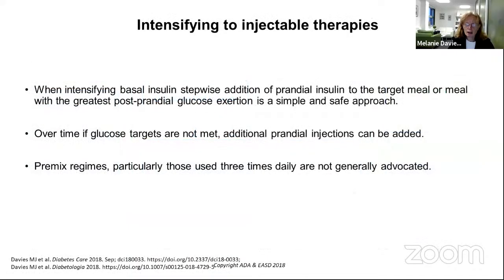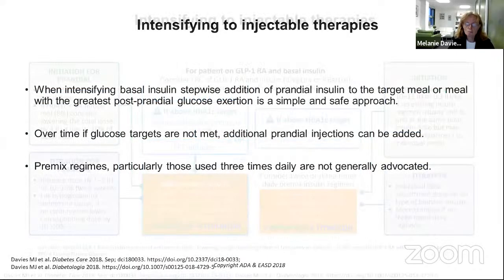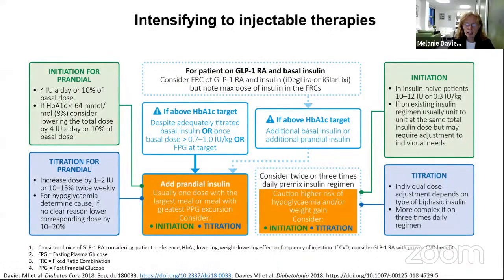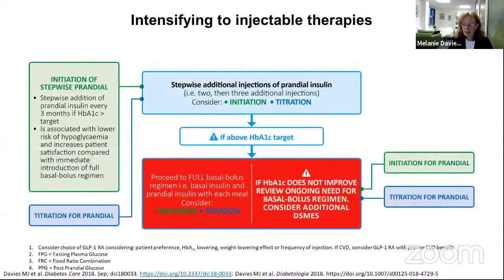However, in some patients, we will need to move to more complex insulin regimes, and we can do that either with adding a basal plus, where we add prandial insulin, firstly to the largest meal and then moving more towards a basal bolus regime, or with the use of premixed insulins. But I think increasingly in the management of type 2 diabetes, we're seeing fewer patients on full basal bolus or premixed insulin because we have better combinations of oral agents, for example, SGLT2s, DPP4s in combination with insulin, but also we have this powerful combination of GLP-1 with basal insulin as well.